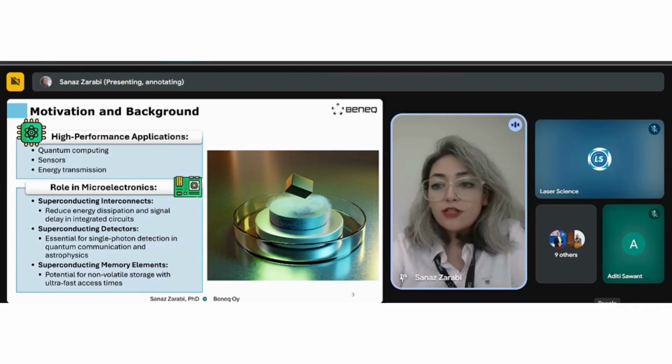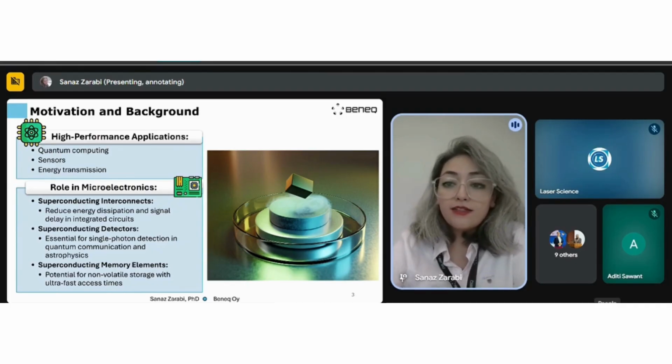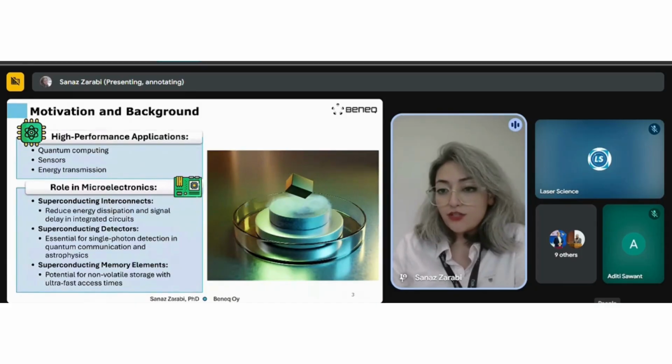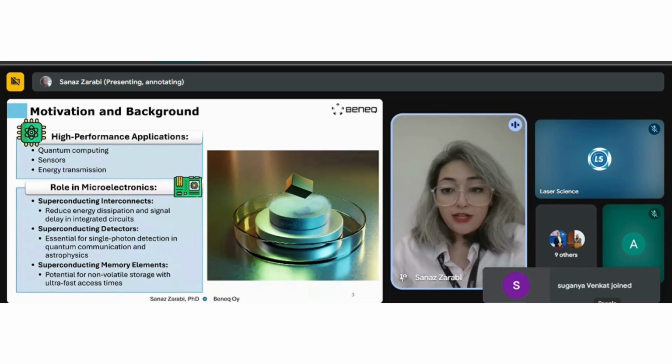Beyond computing, superconductors are critical in scientific instruments like MRI machines, particle accelerators, and fusion reactors. They allow us to generate extremely strong magnetic fields, which are essential for high-resolution medical imaging and fundamental physics research.